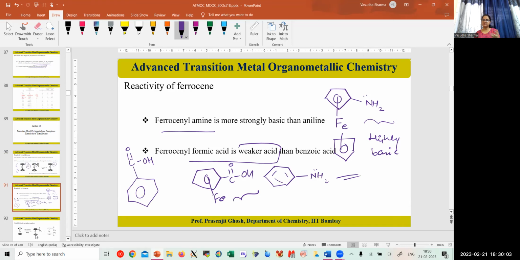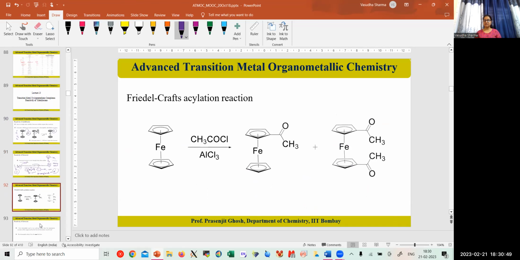Strong acid and weak acid depend on the ability to lose your H positive, to give H positive very easily. But since this negative charge is there in the Cp ring, which is giving electrons to it, it is not taking much electrons from OH, and therefore the tendency of losing an H positive is very less. Compared to here, the benzene will take up the electrons towards itself, and therefore the bond will get cleaved and H will be released as H positive. That's why the reactivity of ferrocene, be it basic nature or moieties having acidic nature, is in both senses highly reactive compared to their counterpart benzene moiety.